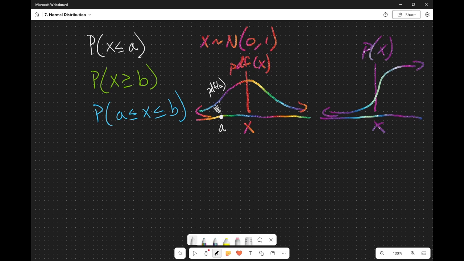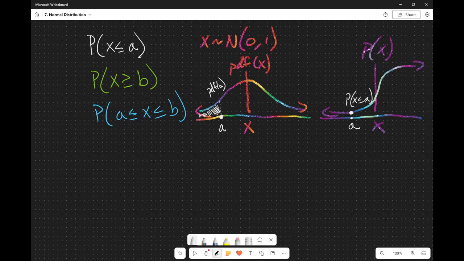But what we can do is ask what's the probability that a random variable will land on a or less. And this area value is actually some value on our probability curve. So this is the probability that x is less than or equal to a right here. All right, so why is this happening like this?